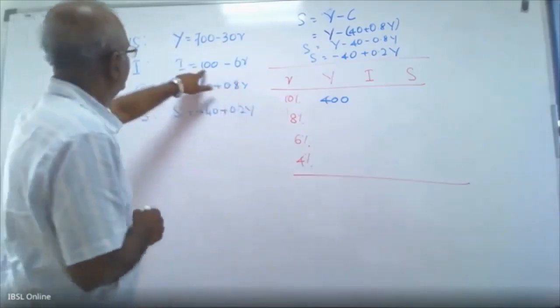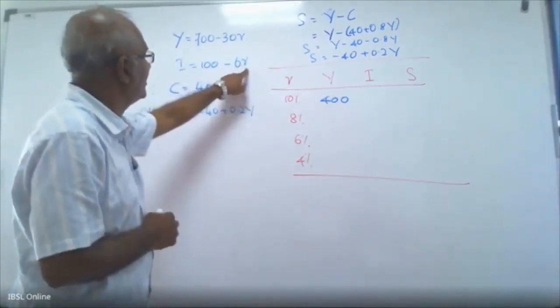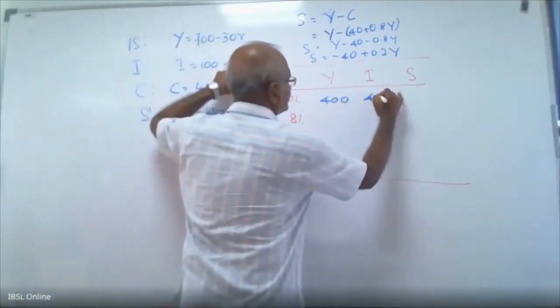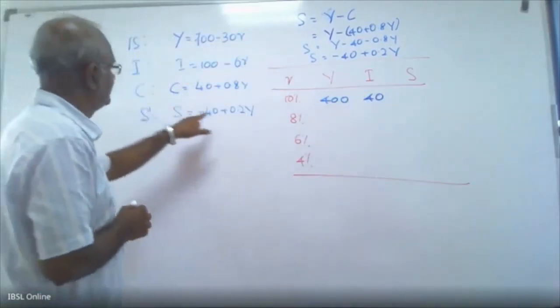R is 10. 6 into 10 is 60. 100 minus 60 is 40. Investment. Savings. R is 10.